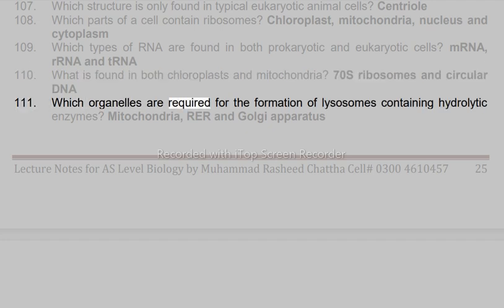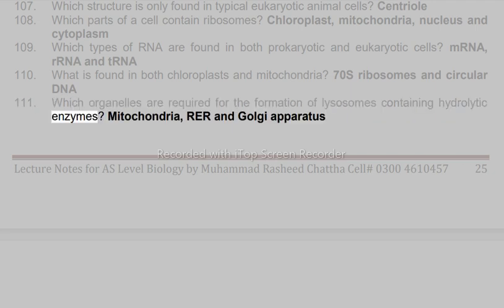111. Which organelles are required for the formation of lysosomes containing hydrolytic enzymes? Mitochondria, RER, and Golgi apparatus.